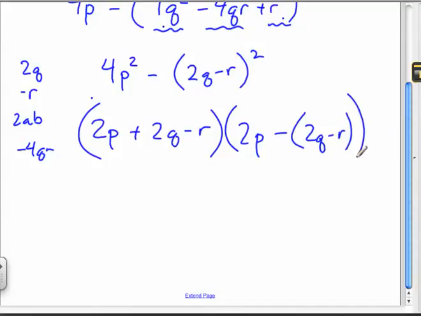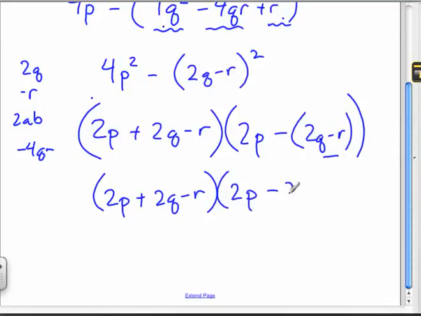Wait a minute. Why did I put that 2q minus r in parentheses but not the first one? Why did I do that, Miles? Because if you didn't, then the r would be squared as well. No. Why did I put this one back here in parentheses? Because it's minus. I've got to make sure that that gets distributed. It's going to be 2p plus 2q minus r times 2p minus 2q plus r. It's getting pretty sick, isn't it?